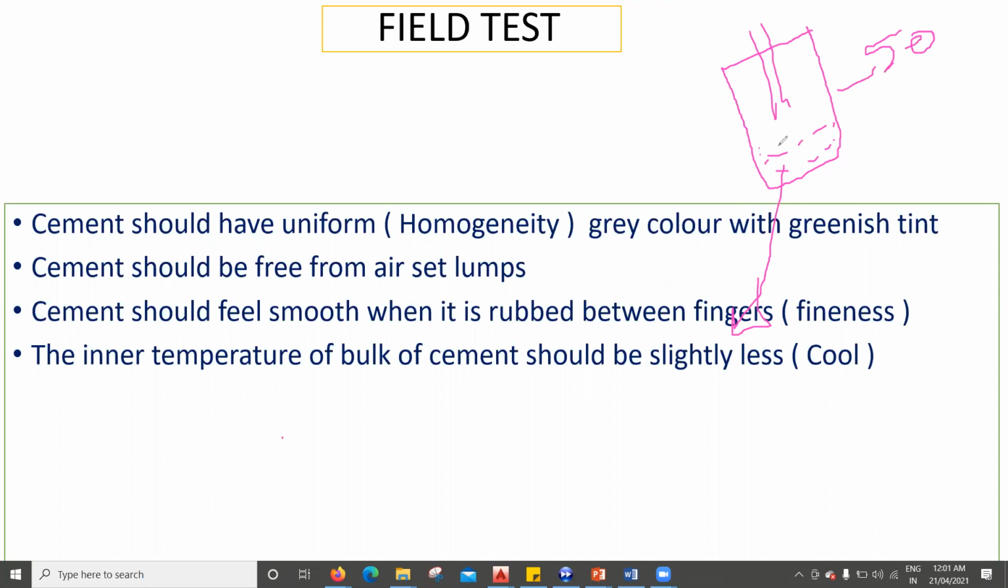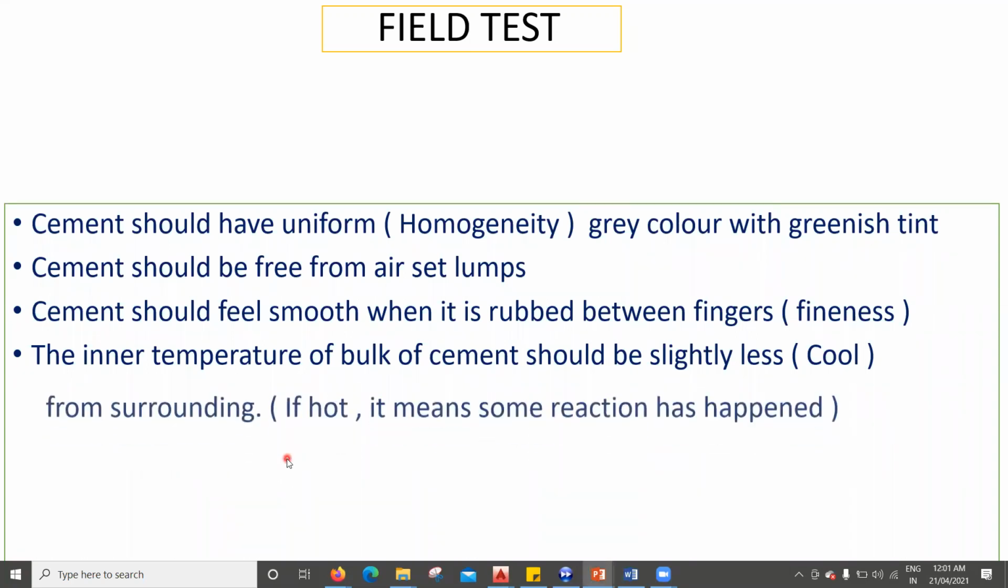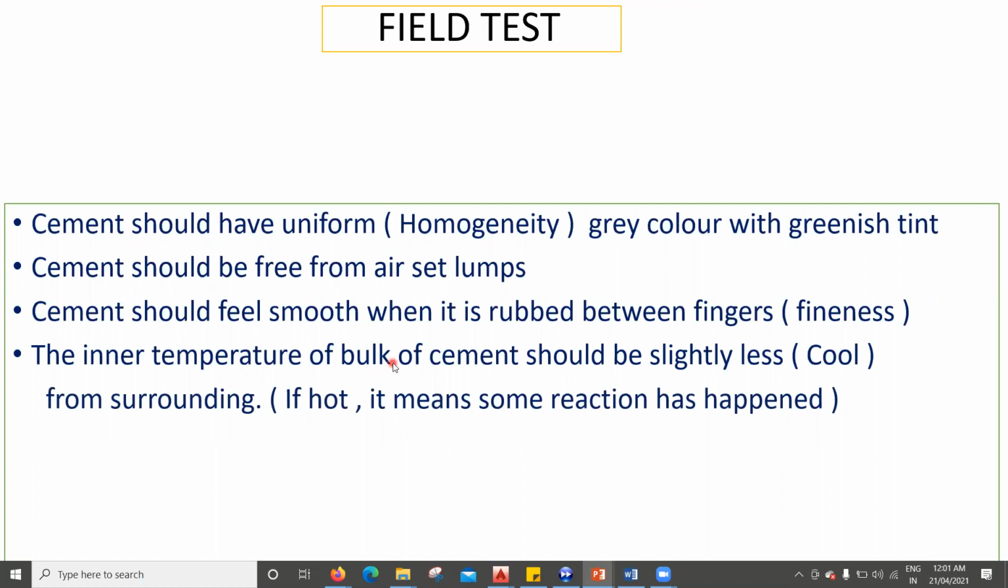And just in case you feel it is a bit hot, then what is going to happen? That means some reaction has happened even before the use of the cement. This cement is not of good quality, and you cannot use it for construction. So that's what is written: the inner temperature of a bulk of cement should be slightly less. It has to be cool compared to the surroundings, and if it is hot, that means some reaction has happened.